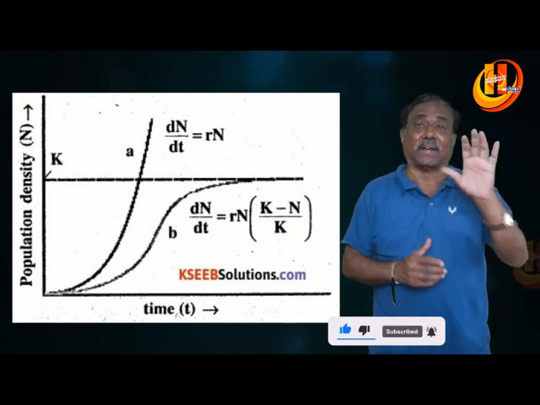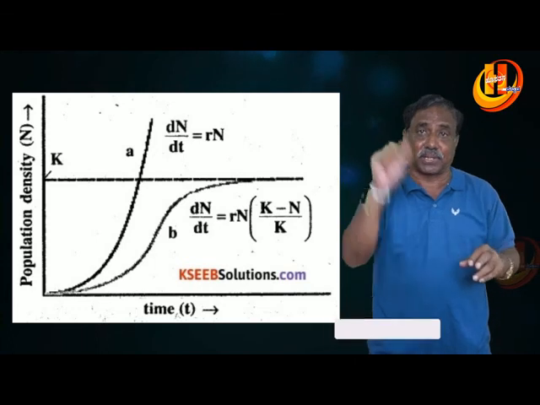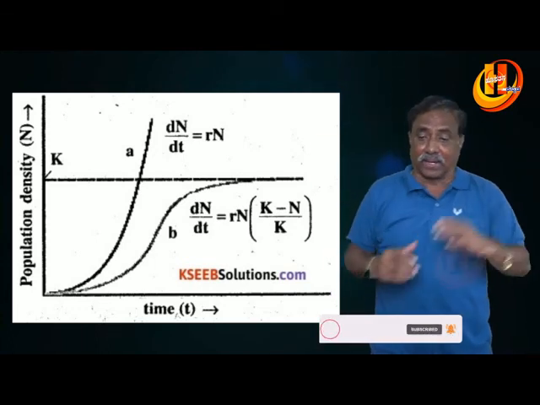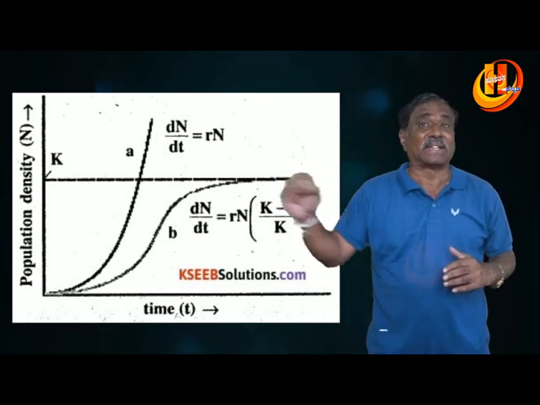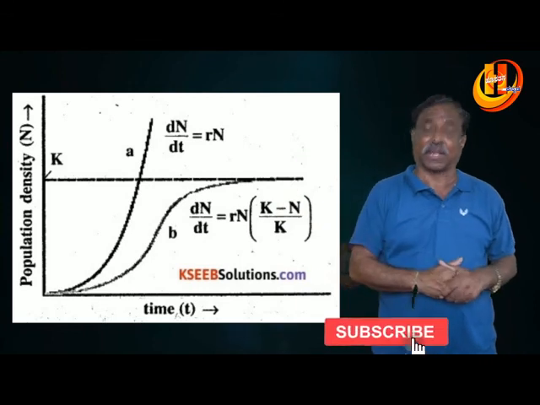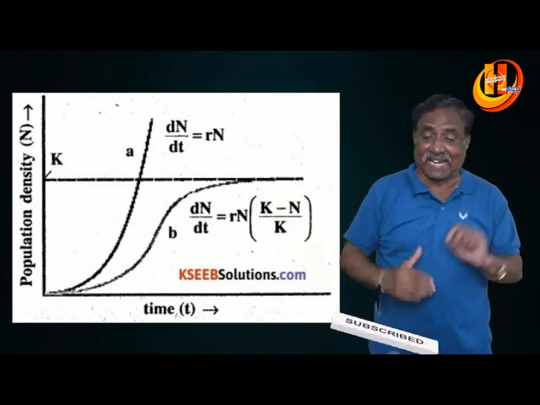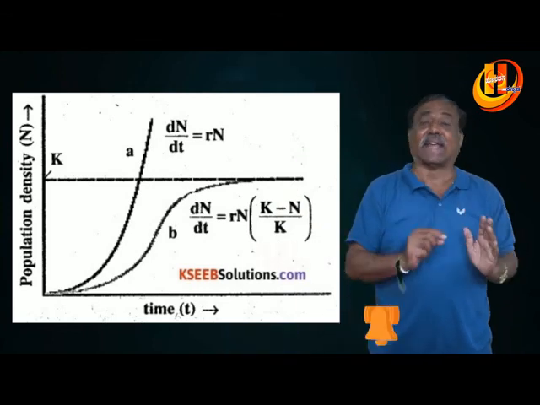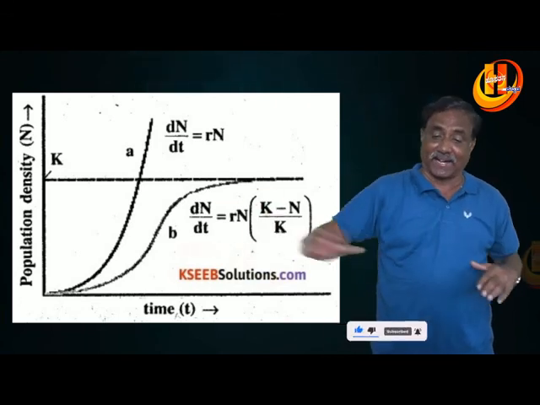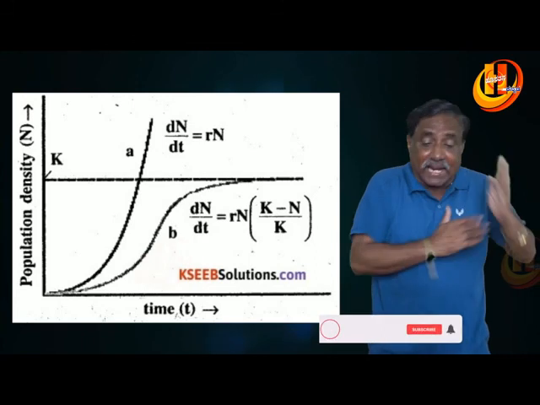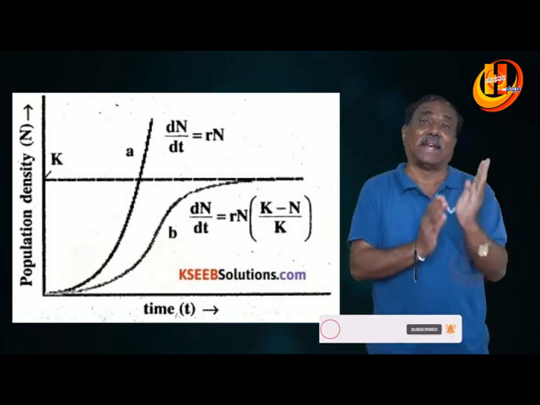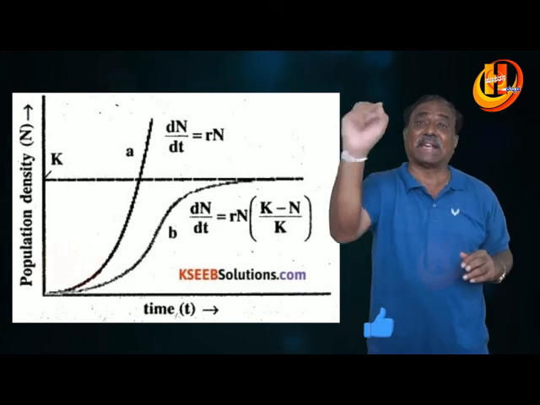Here dN, the increase or decrease in the population density, by dt, means the increase at a particular time, equals B minus D, birth rate minus death rate, into N, the population density. If B minus D is r, then dN by dt equals rN.